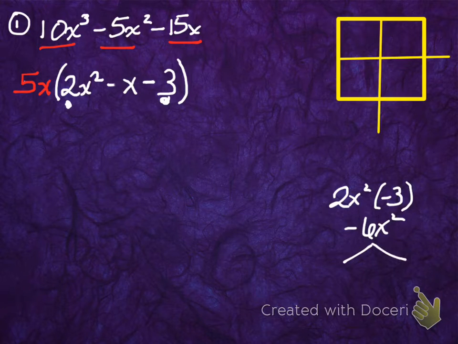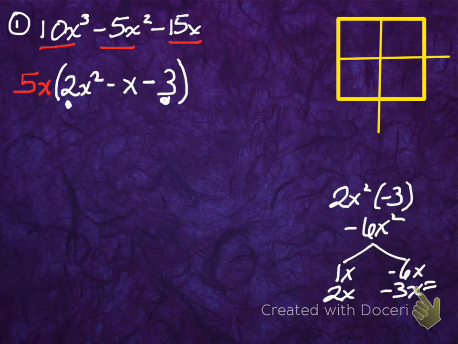I'm looking for two numbers that multiply to give me negative 6x squared and combine to give me a negative x. So if I do 1x and negative 6x, then I will get negative 5x. If I do 2x and negative 3x, and I combine those, 2 minus 3 is negative 1x. And so that's what's going to work.